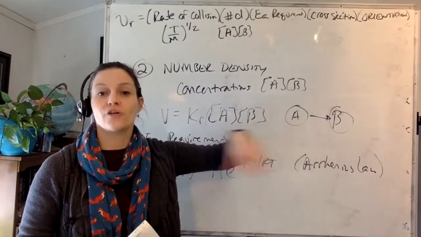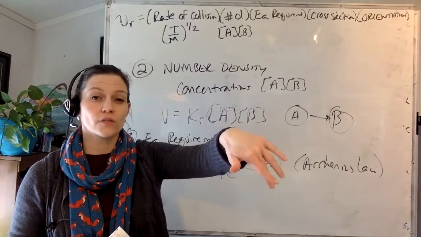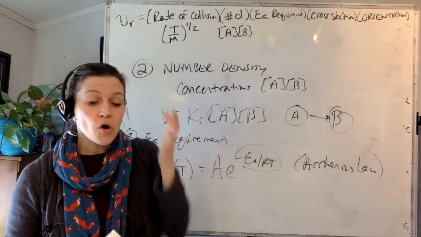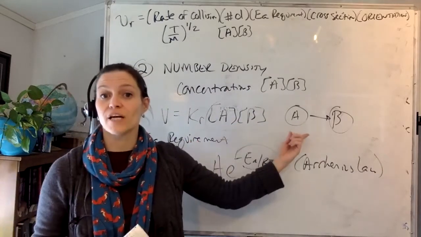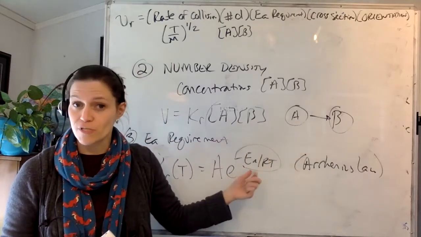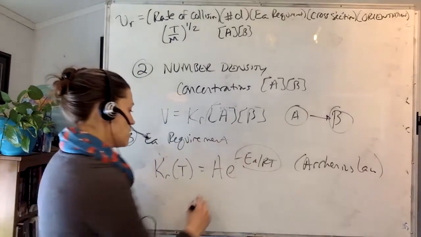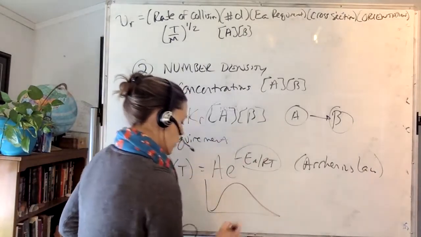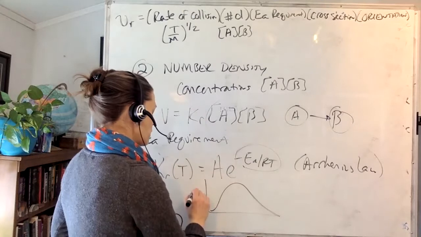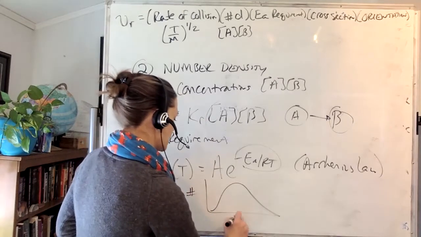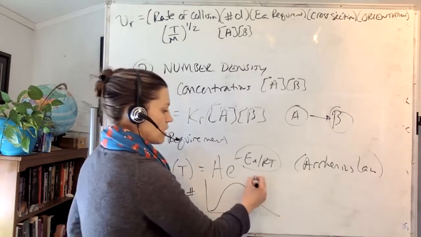Now, in two videos from now, we're going to talk about transition state theory, and we'll dive deeper into what this EA actually represents. But you can think of it at the moment as a proportion of the total energy available in the system, such that if you have your kinetic molecular theory, which would be number of molecules versus kinetic energy, there's some sort of EA here.